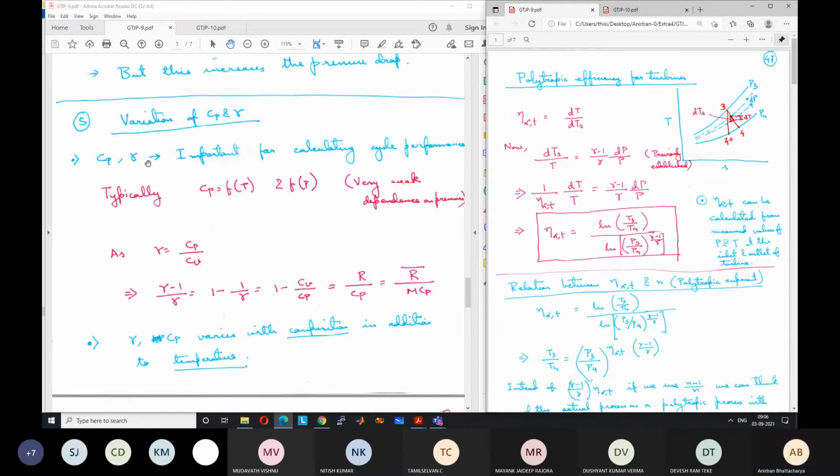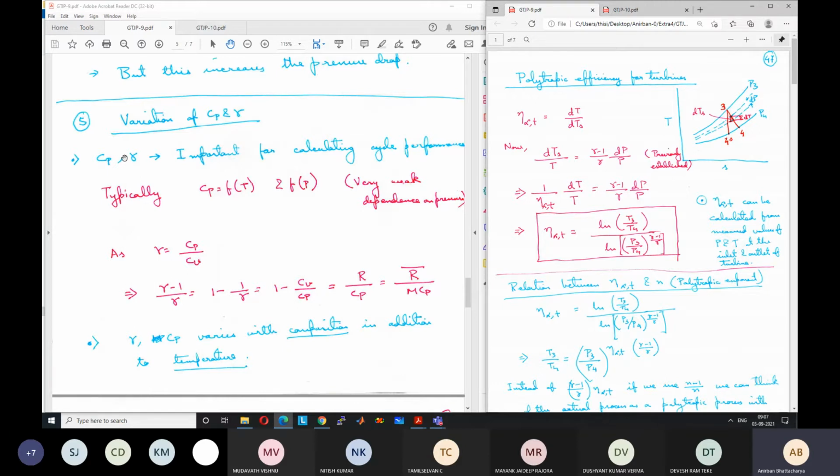So this gamma is important for calculating all the temperature and pressure relations, right? Because if it is an isentropic process or even a non-isentropic process, first to calculate the isentropic part, we need the value of gamma. And Cp has a very important role to play because Cp dictates how much work is required by the compressor or how much work is generated by the turbine for a given temperature difference.